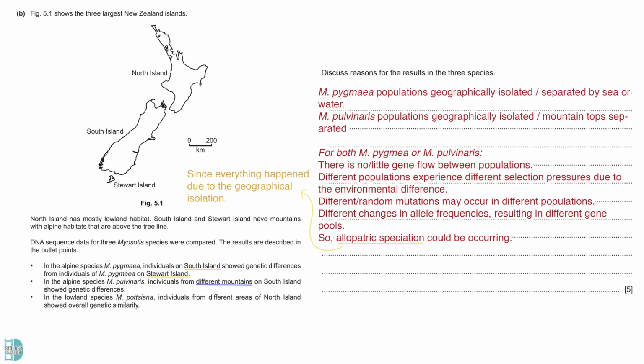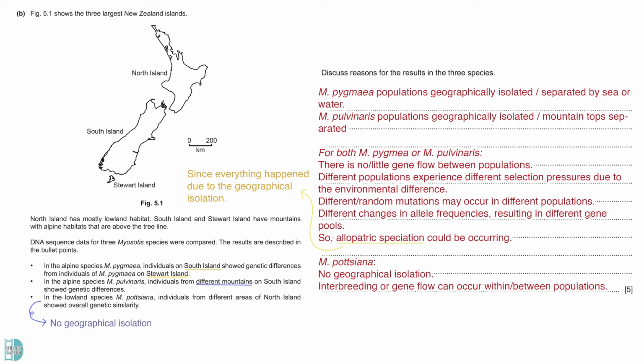The third bullet point shows that there is no geographical isolation in the populations of M. porciana. They do interbreed. Gene flow can occur within or between the populations. These lowland species live in different areas of the same island, so they experience similar selection pressures, which is why they generally show genetic similarities.